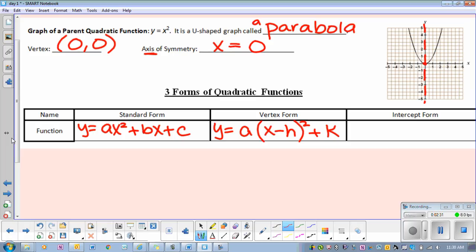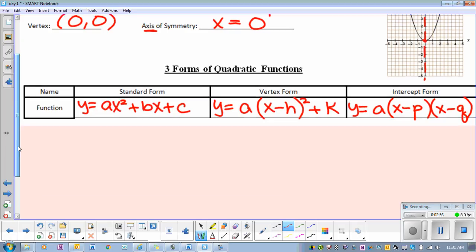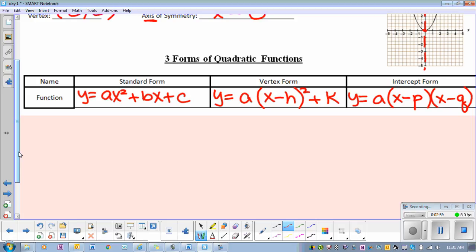All right, and then intercept form. These are the x-intercepts. This is y equals a times, and then your two intercepts, so you can draw your two parentheses there: x minus p times x minus q. What do p and q stand for? P and Q are your intercepts.